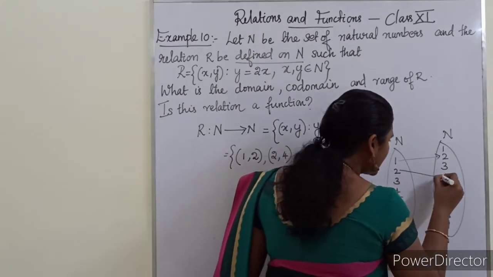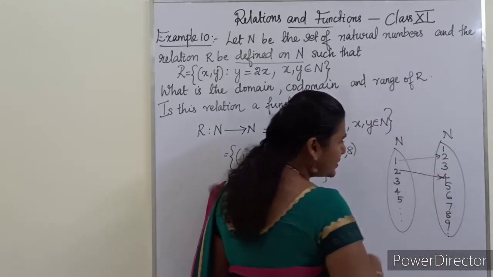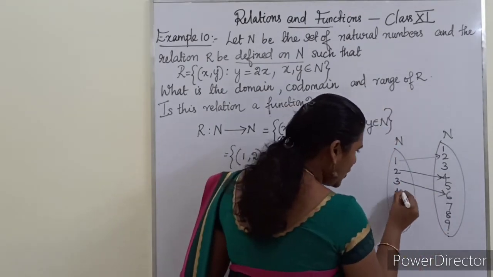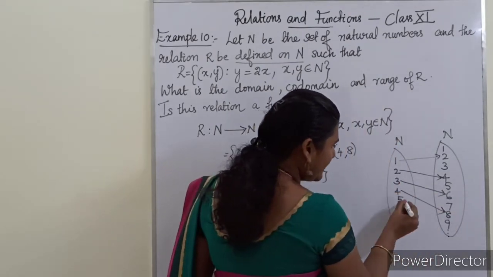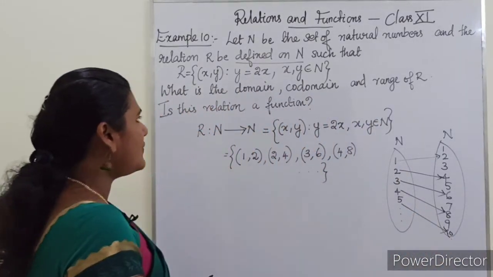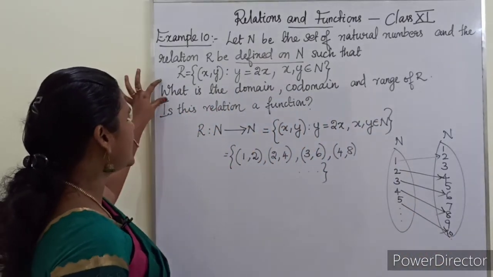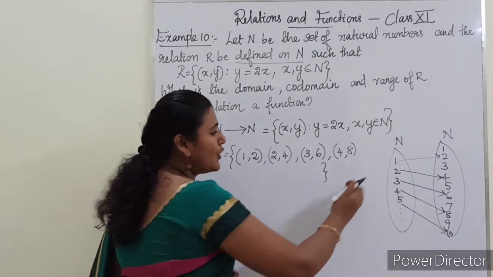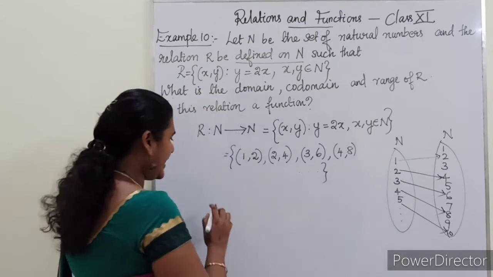2 is related to 4, 3 is related to 6, 4 is related to 8 and 5 is related to 10, like that it will go. So here, the first question is: what is the domain? Domain is the collection of all the first elements in the ordered pairs.